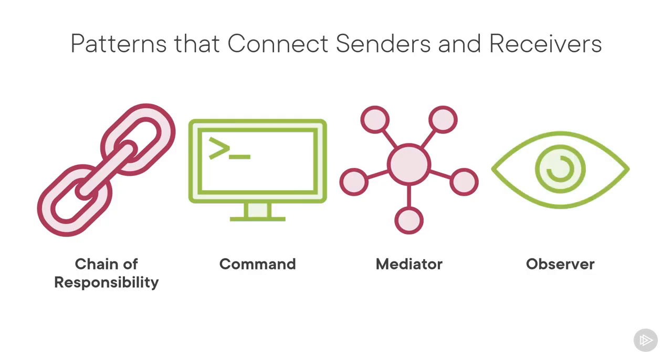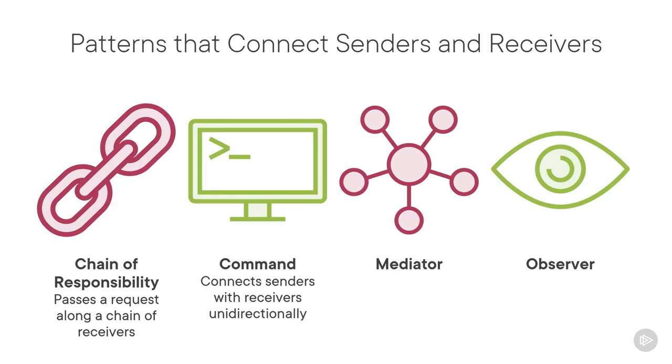If you've watched the mediator or command modules, this slide should look familiar. Chain of responsibility, as we just learned, passes a request along a chain of receivers that can be defined at runtime until at least one handles it, or none at all. Command connects senders with receivers unidirectionally. For example, from a button that's pushed in the UI to the action that eventually gets executed.